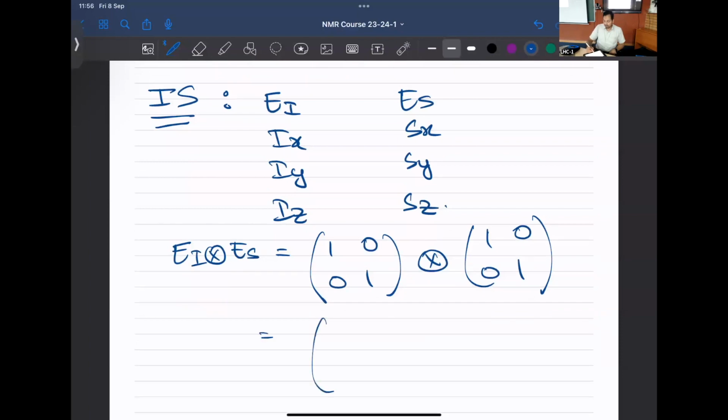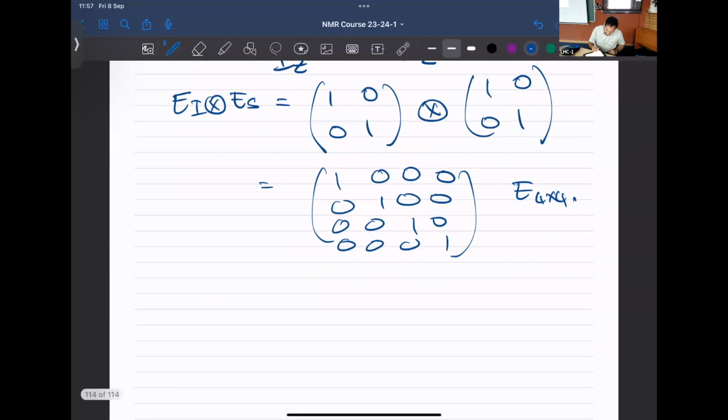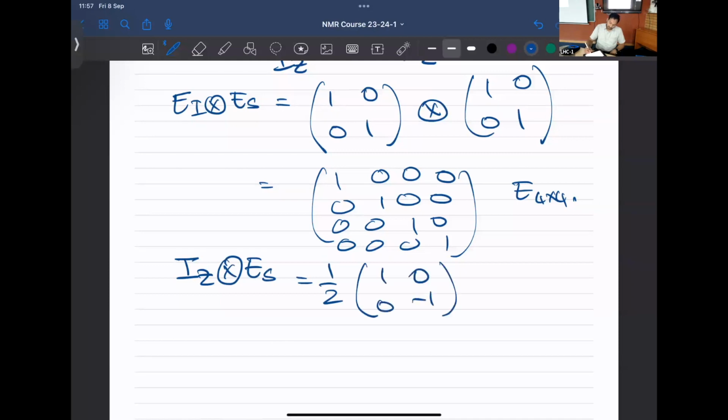If you go back and do this, you're going to only get 1 in the diagonal elements, which becomes an E 4 by 4. Okay, go back and do this to convince yourself. I'll just give one more example. Let's say you want to do the IZ operator. IZ operator will come when you take a product of IZ with identity of S. So that's going to be 1 over 2, 100 minus 1, direct product 1001.